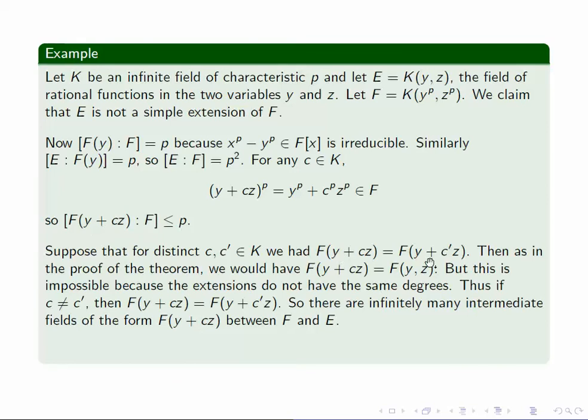So we can't have a pair of distinct elements of K giving us the same field. So whenever we have distinct c and c prime, these two fields are different. So there are certainly infinitely many intermediate fields of the form F(y plus cz) between F and E. So by the first result, we proved the extension cannot be simple.